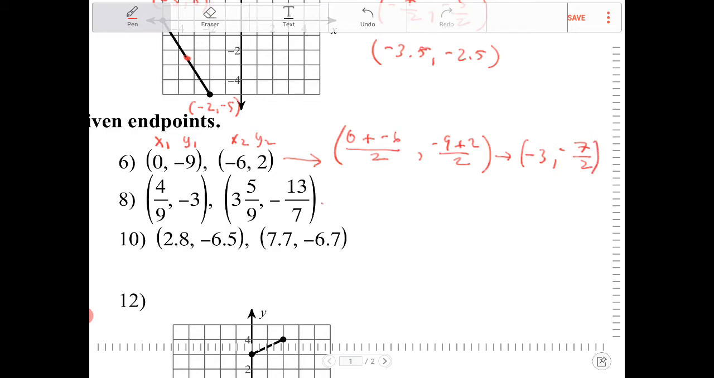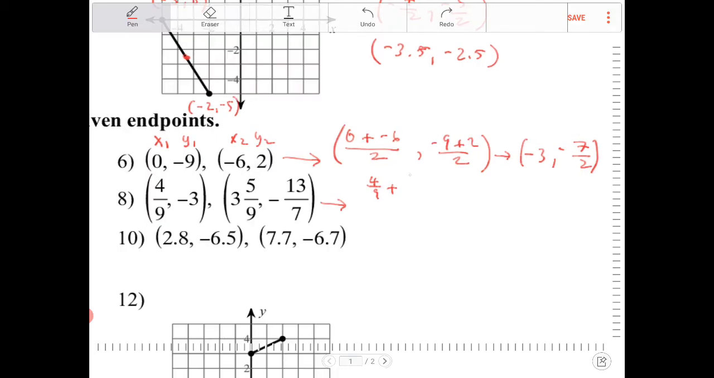I want to add together 4/9 and 3 and 5/9. If I were to add this together, I need to create common denominators. So this is 4/9 plus, I see there already is a common denominator, but I have to convert this from a mixed number into an improper fraction. 3 times 9 is 27. 27 plus 5, that's 32. Then divide by 2.